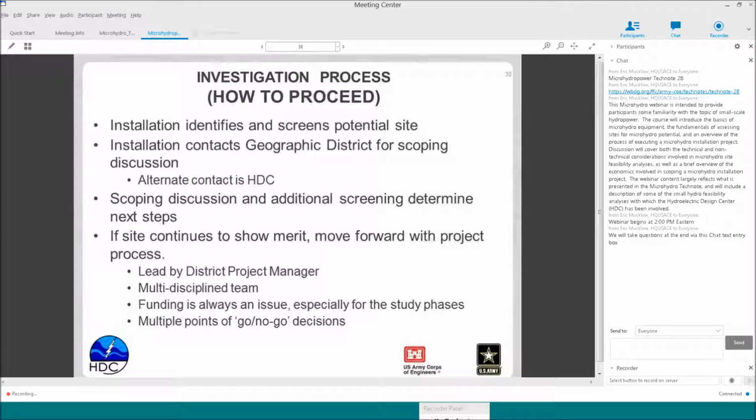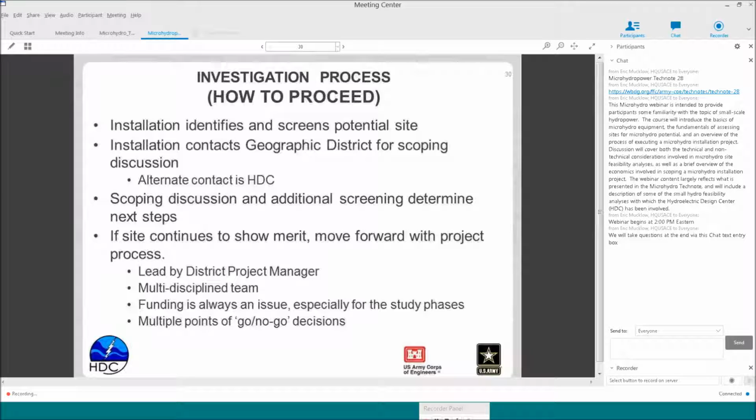This team could be led by a district-level project manager, as that's what the largest hydro that we deal with. As the feasibility investigation proceeds, it would be beneficial to have multiple points of go, no-go decisions defined. These would typically be economic decision factors, but would also need to be defined based on the unique characteristics of the site under consideration.